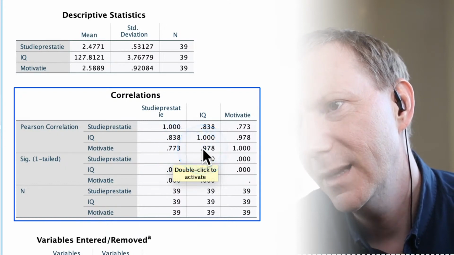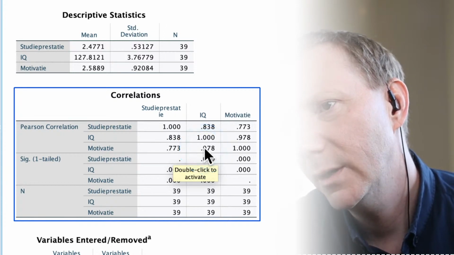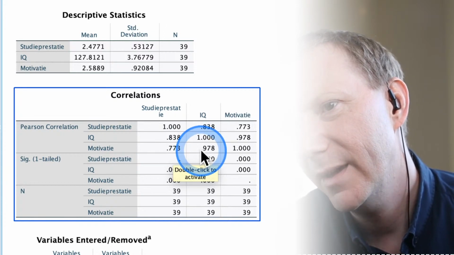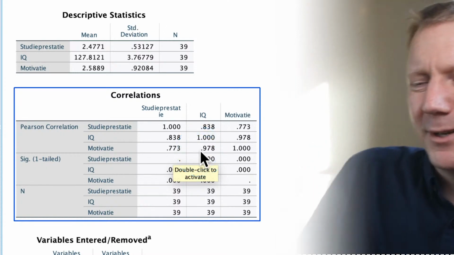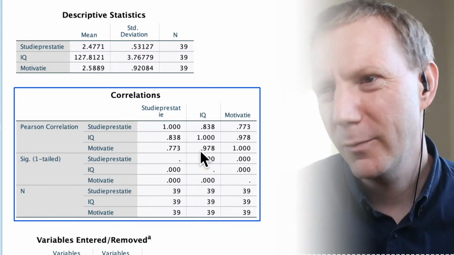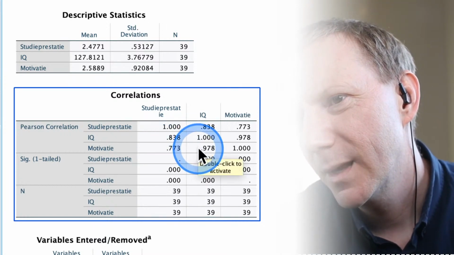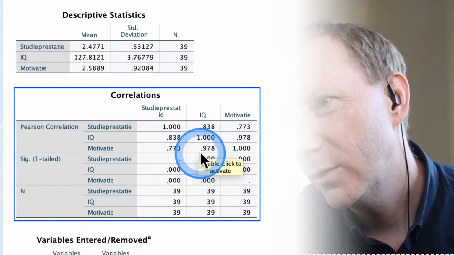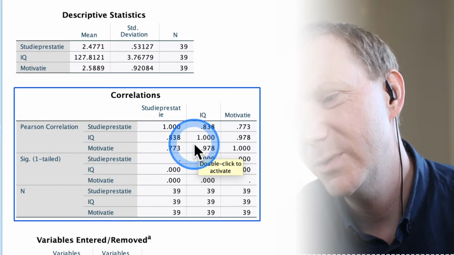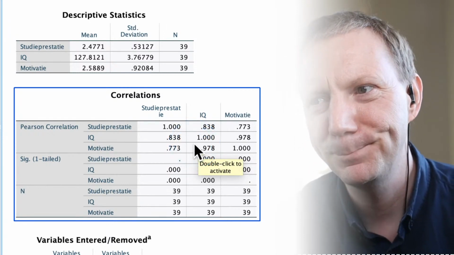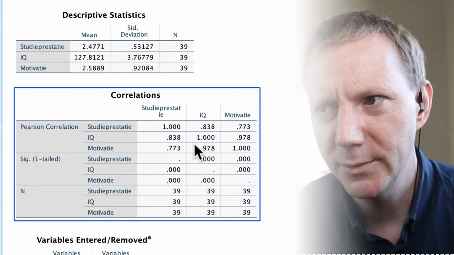But the assumption of multicollinearity, I think it's broken. We have a problem here, right? Because motivation and IQ are correlated 0.97. This seems way too high for this assumption to hold.